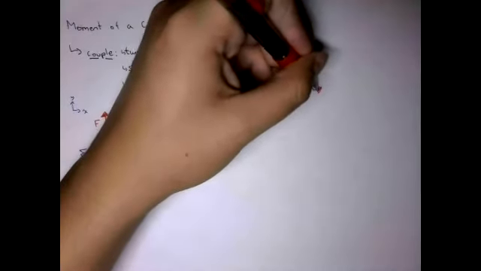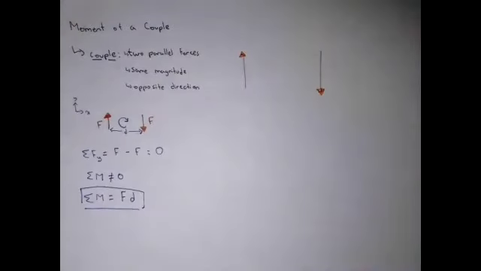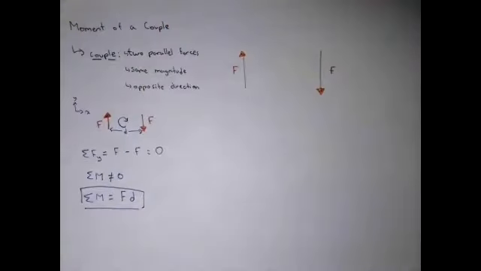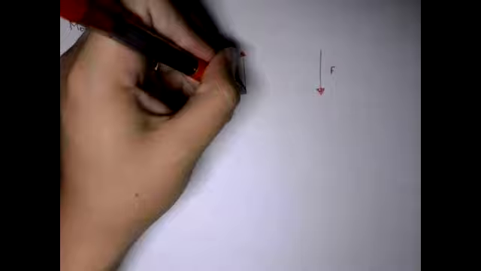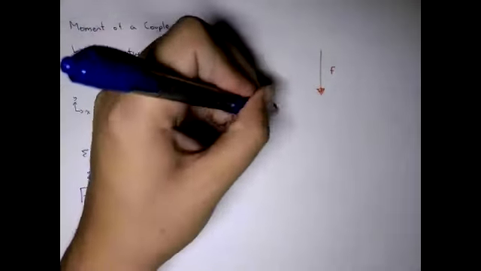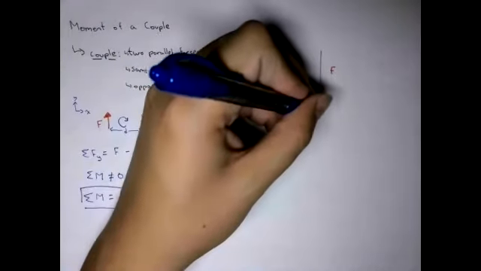And I want to look at some examples, because this is something that we've had a little bit of trouble conceptualizing in previous semesters. So I would like to try out some examples. Let's say that I have a couple. In other words, a set of two forces with the same magnitude, opposite direction. They are parallel. And let's say that this couple is located at a distance of d from each other.